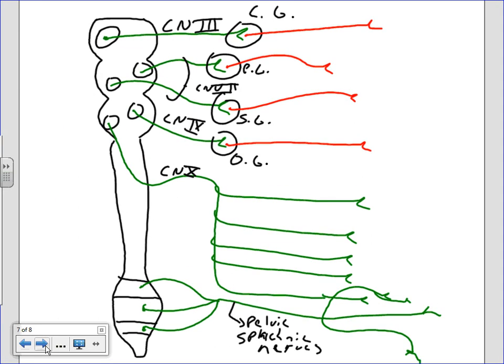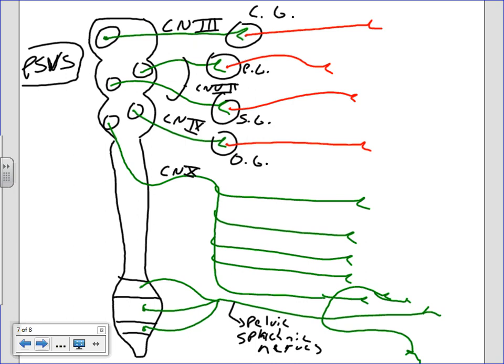Now, the parasympathetic nervous system begins more in your head and in the sacral region. That's why they would say that this is craniosacral in nature, whereas the sympathetic nervous system we would say is thoracolumbar. What you're noticing here is that the bulk of the parasympathetic nervous system comes from cranial nerves.